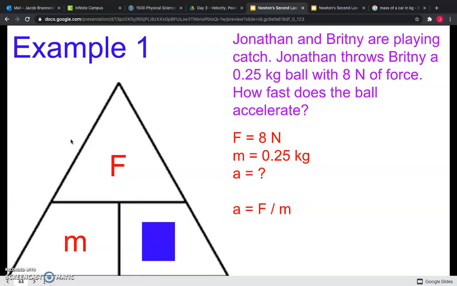If we cover up A, we get F over M. So our formula is A equals F divided by M. Force is 8, mass is 0.25, so we're going to take 8 divided by 0.25. That's going to get us 32 meters per second squared for our acceleration. Make sure you're including units with your answer. I probably won't mark you down on this homework, but if you don't include units with your answer on the test, I will take points away.